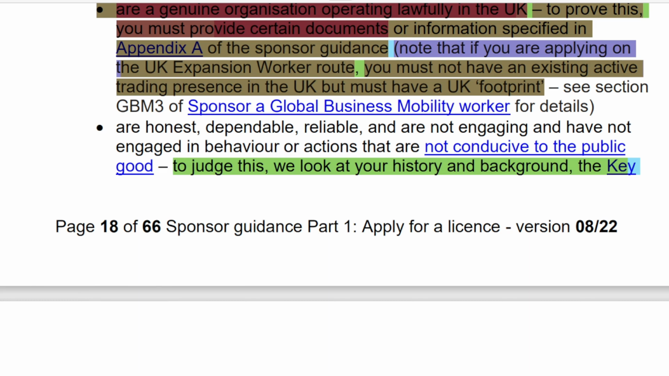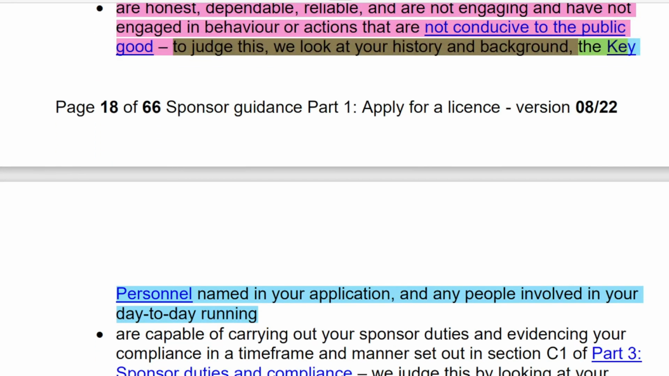The Home Office also wants to know you are honest, dependable, reliable, and have not engaged in behavior or actions that are not conducive to public good. To judge this, we look at your history and background. So the Home Office will go back to your history: what you were doing before, how much tax you have paid, how much tax you have not paid. All that evidence, the Home Office can go back and look at.